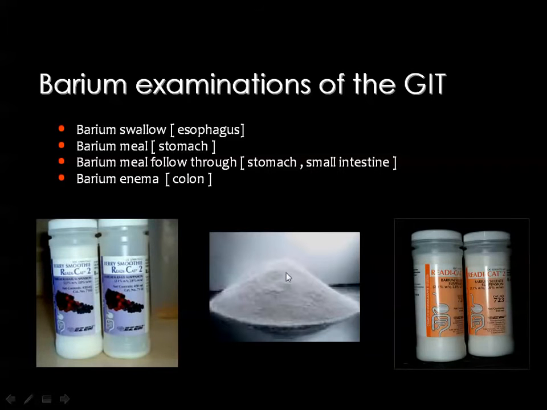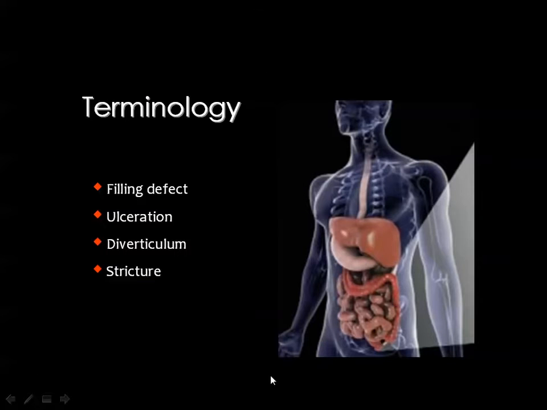And this is the old appearance of the barium, and this is some of the new preparations which are flavored by too many items. And the barium is very good for the esophagus, for the stomach, and the small intestine, as well as in the colon. And dealing with barium studies for the gastrointestinal tract, we have four main pathologies regarding the appearances of barium. The first one is what is called filling defect.